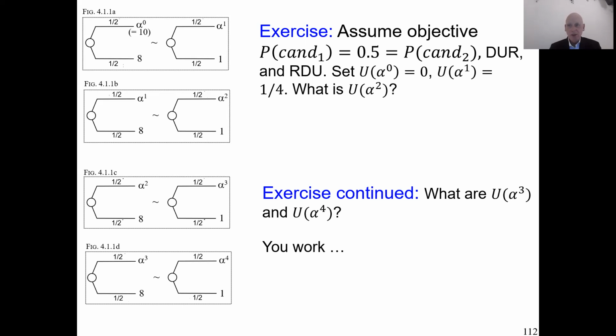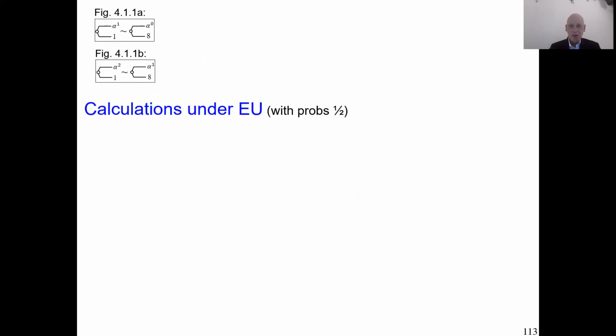So I'm assuming that you're done now. So I show you the solution that I have in mind. And here I repeat briefly the two figures, small. I did not write the probability half, but you remember. Now, first I'm going to repeat the calculation that we did with expected utility.